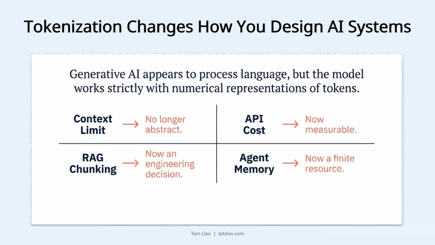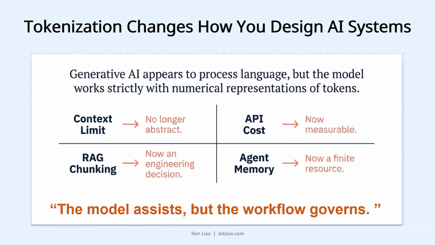The most important idea is simple. A generative AI application begins with human language, but the model receives token IDs, converts them into numerical representations, and generates a response one token at a time. Once you understand this, the context window is no longer an abstract limit. API cost becomes measurable. RAG chunking becomes an engineering decision. Agent memory becomes a resource that must be managed. This is why tokenization is the first core concept to learn when studying generative AI.